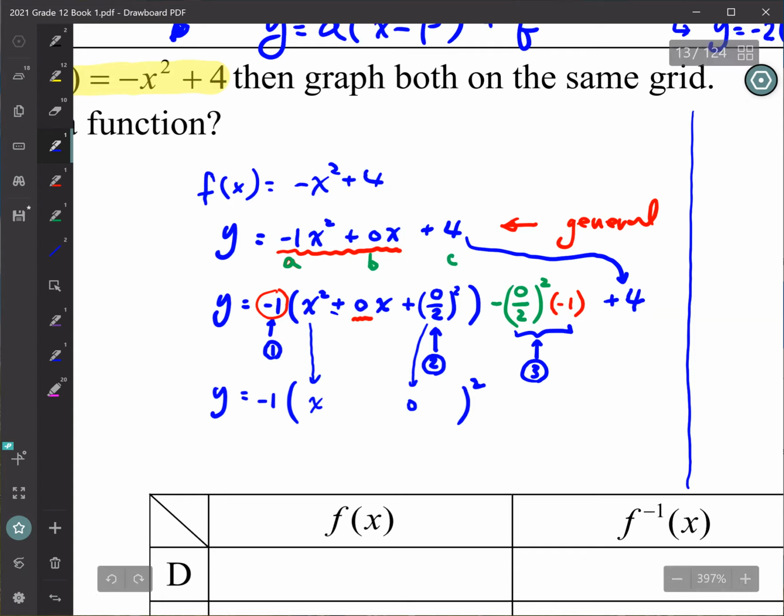And then if this one is a plus, then you put a plus. If it's a minus, you put a minus, okay? And then whatever is outside the brackets, let me highlight that, right? This part, these are all outside the brackets, right? So we'll combine all of them together and then put it at the end. So 0/2 is 0, right? Square, and then times -1 is going to be 0. So at the end, it's just +4. So this is your APQ form.